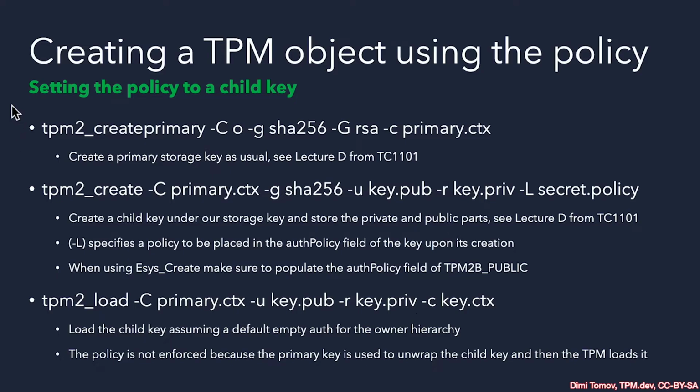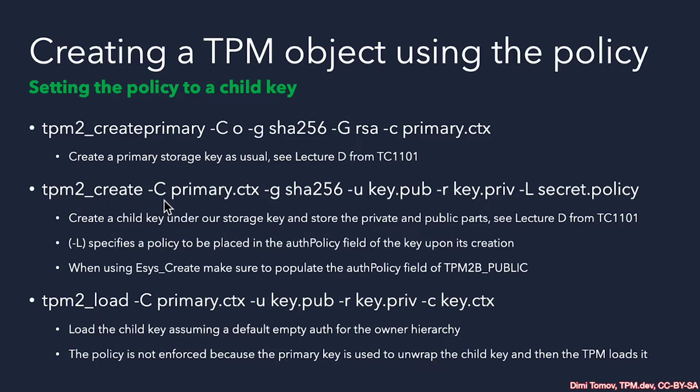And because this example is about a child key, we need to first create a primary key. There is a quick refresher in TC1101 lecture D. Now, after we have our primary key, we can move forward and create our child key. The primary creation is simplified because we want to focus on the creation of the child key.